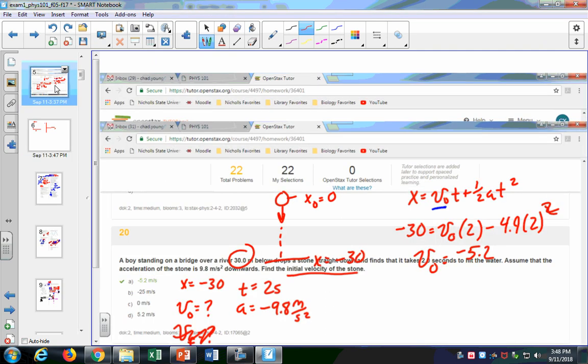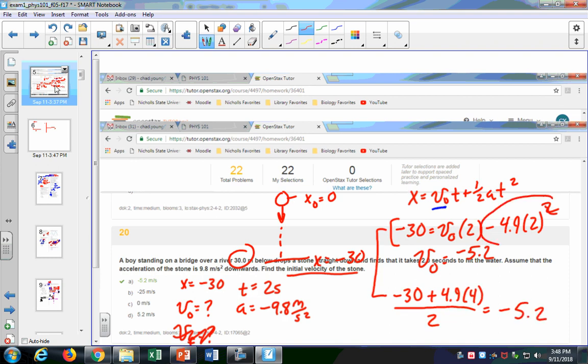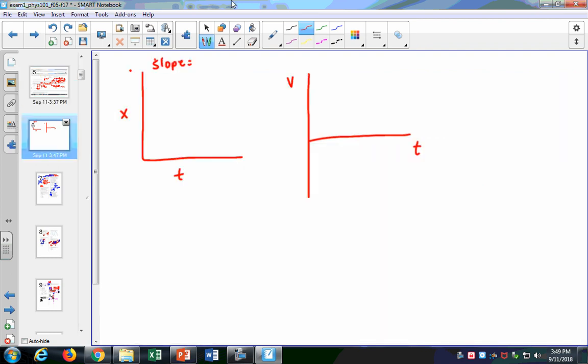So what I do here is I say minus 30 plus 4.9 times 4, whatever that is, and then I divide that whole thing by 2, and that should be equal to minus 5.2. I take this and bring it over to this side, and then I divide by that 2 to isolate the V naught. We can look at it later if you want. Let's do this. We're almost out of time, so let me go over these.